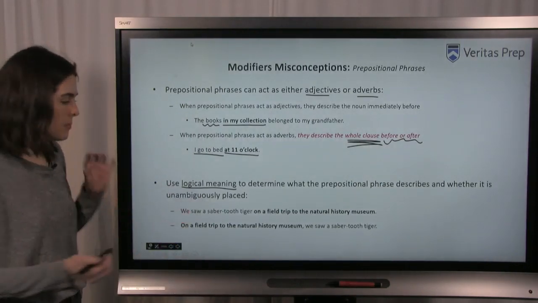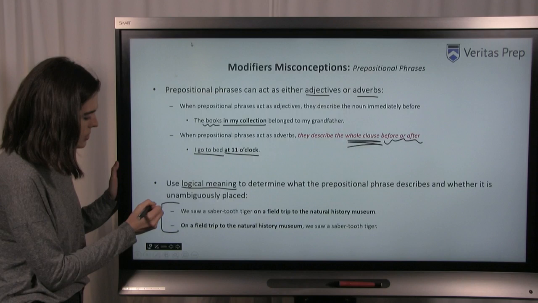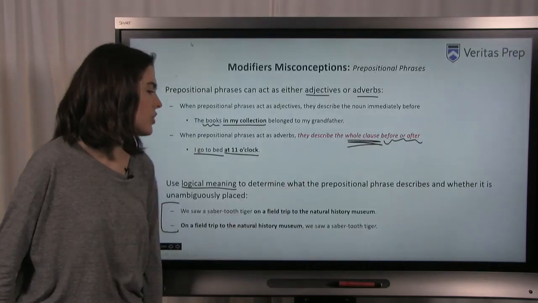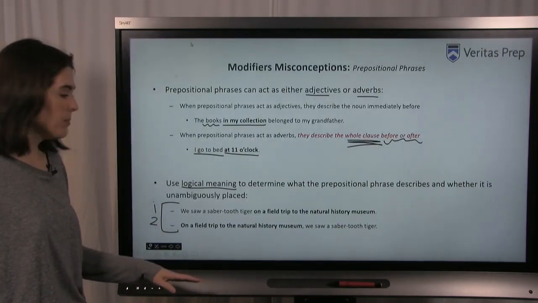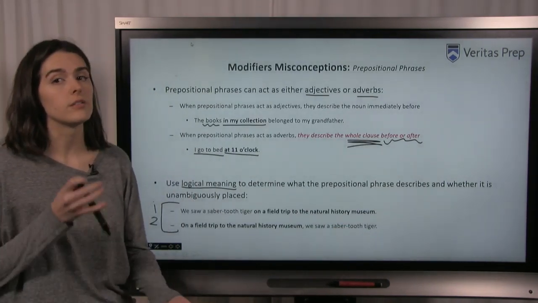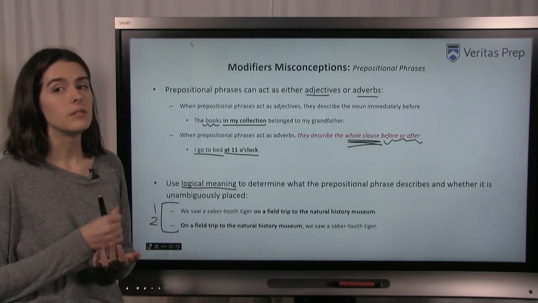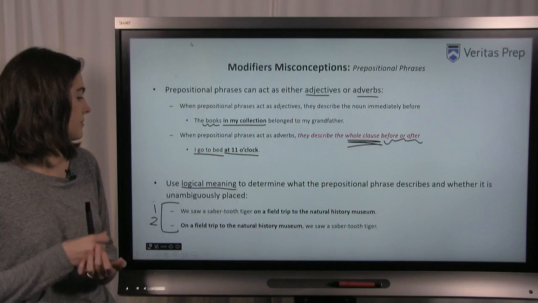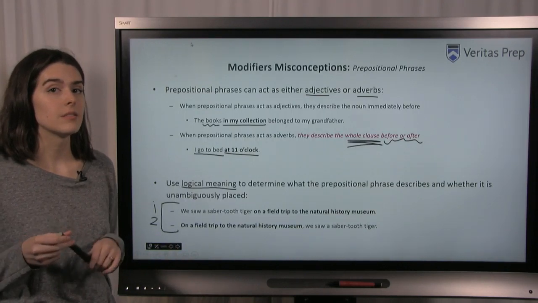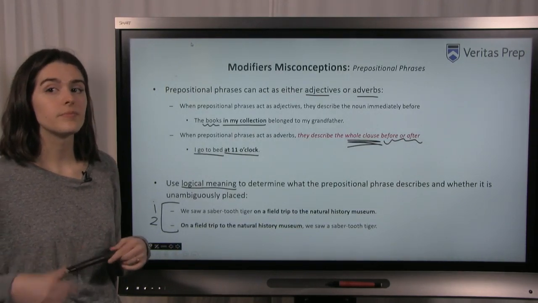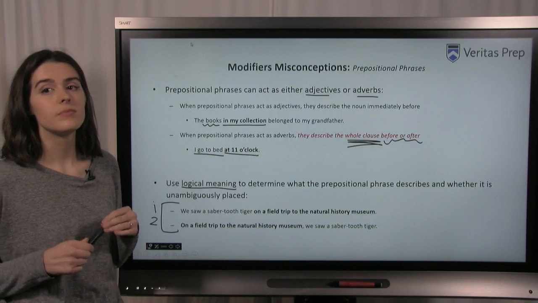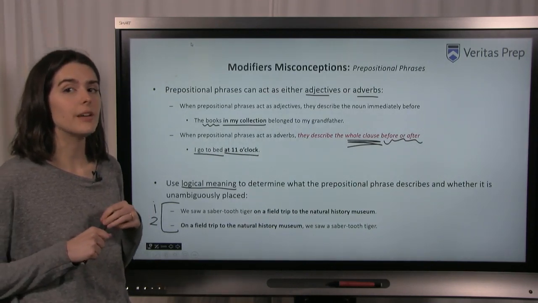So, an example here. Let's call this option one and this option two. We saw a saber-toothed tiger on a field trip to the Natural History Museum, versus option two, on a field trip to the Natural History Museum, we saw a saber-toothed tiger. Which one do you think is correct? Option one or two, logically? Which one is more clear? In the chat. One or two.